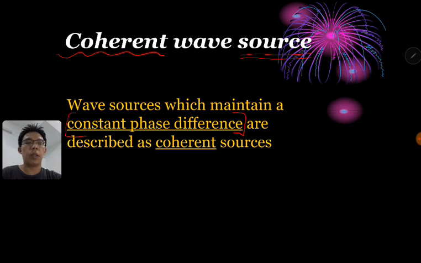Let me give some examples. If the phase difference between two sources as they emit the wave is 90 degrees, then it must be 90 degrees throughout time. If the phase difference is 0, then make sure that these two sources have a phase difference of 0 throughout time.